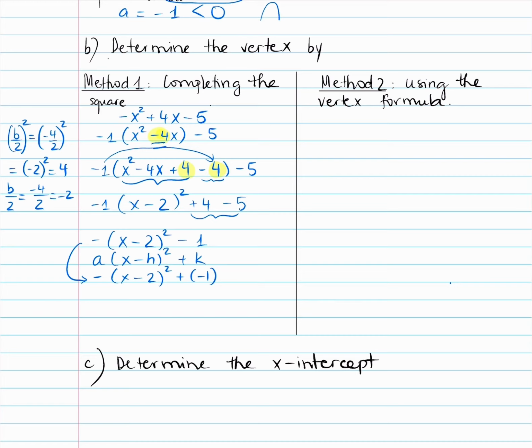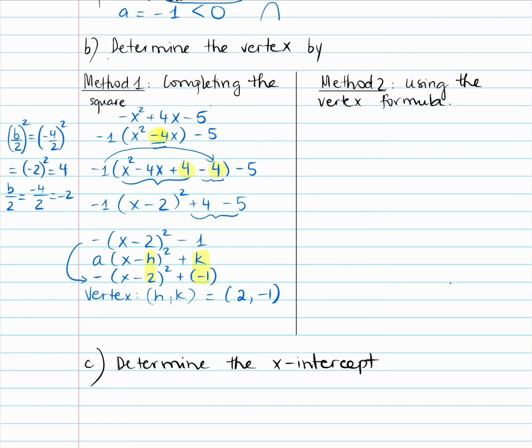So the vertex would be the point h, k. H is the x-coordinate of the vertex, and k is the y-coordinate of the vertex. So h in this case is going to be 2, and k in this case is going to be -1. So the vertex is 2, -1. So that's completing the square.